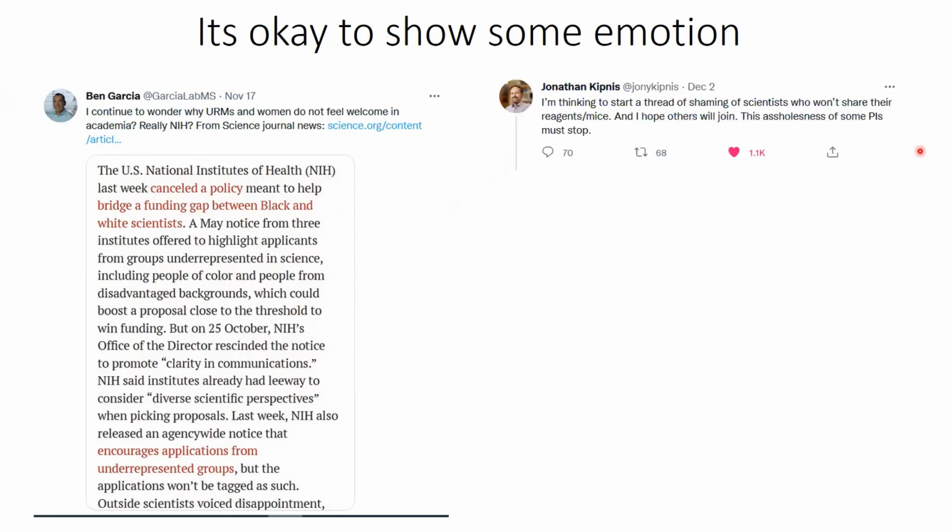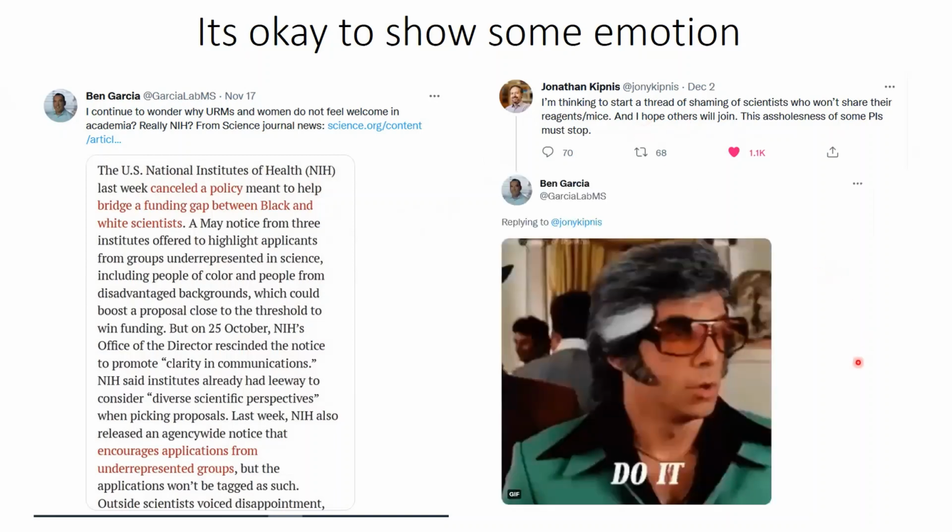And other people write some things as well. Here, this one person writes that he's thinking of starting a thread to shame scientists who don't share their reagents. I guess he was mad that he tried to get some reagents and was just venting about it. And then, of course, I like to joke around on Twitter. So I put, like, do it. Yeah, start a thread shaming scientists, but he didn't.